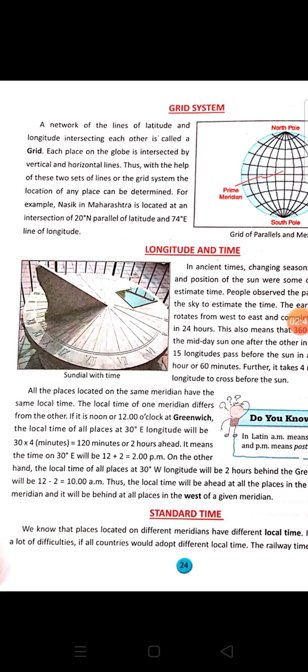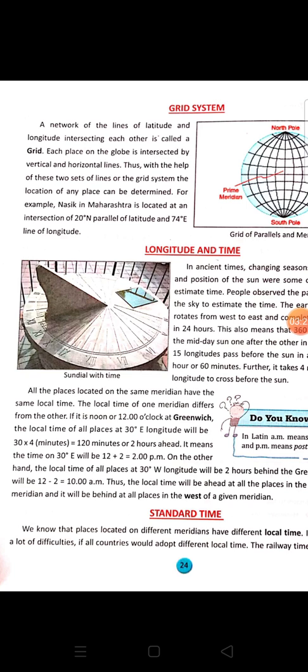A network of the lines of latitude and longitude intersecting each other is called a grid. Each place on a globe is intersected by a vertical and a horizontal line. Thus, with the help of these two sets of lines, or the grid system, the location of any place can be determined. For example, Nashik in Maharashtra is located at the intersection of the 20 degree north parallel of latitude and the 74 degree east line of longitude.